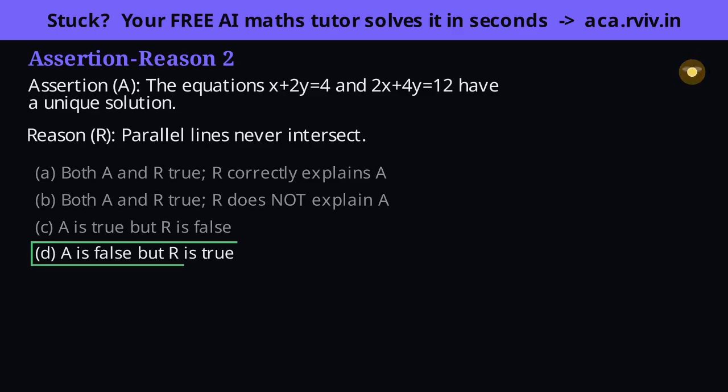Now the reason, judged alone: parallel lines never intersect, is a perfectly true statement. So we have a false assertion but a true reason. That's option D. The lesson: never let a true-sounding reason trick you into accepting a false assertion.